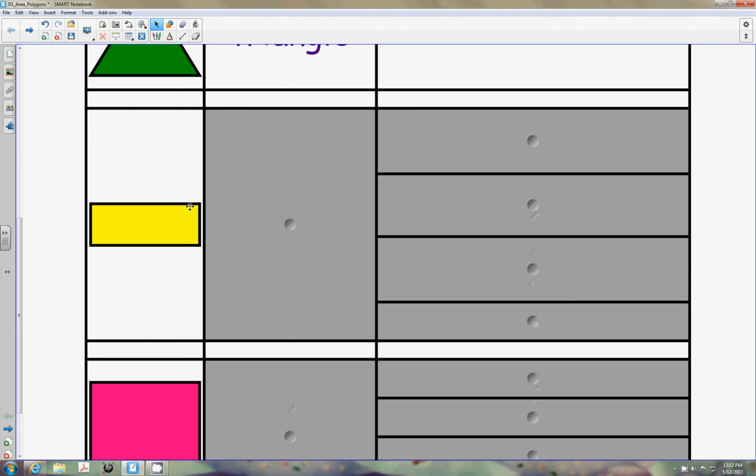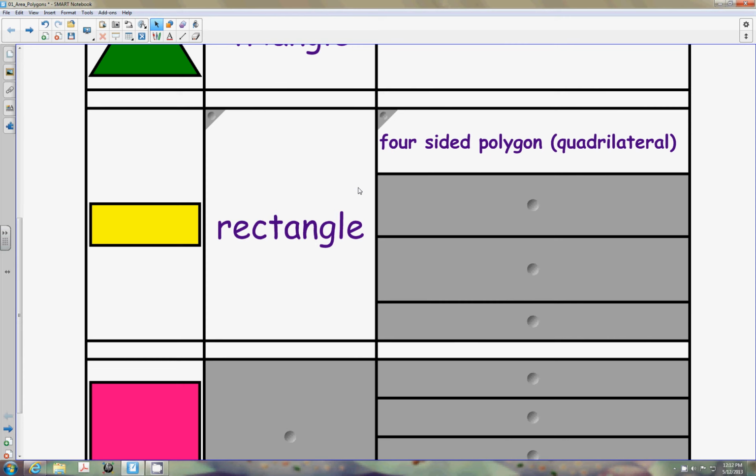The next figure you see here, of course you know already, is the rectangle. A rectangle is a four-sided polygon. Now, fancier than that is quadrilateral. A quadrilateral is a four-sided polygon. Quad means four. So we're going to use that word today.